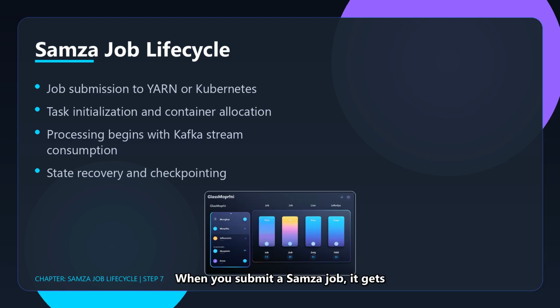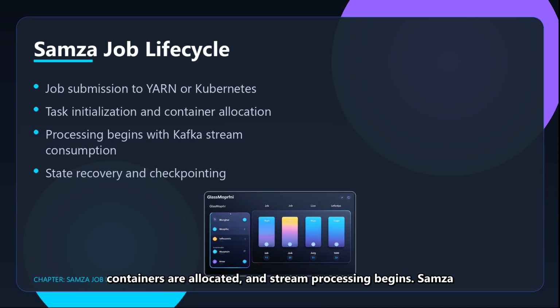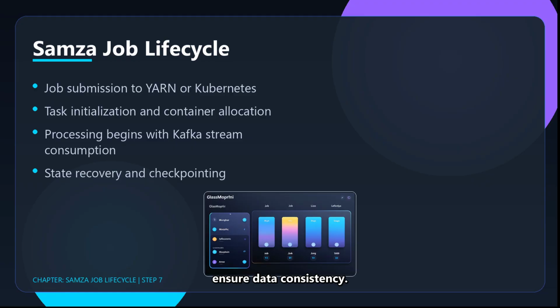When you submit a Samza job, it gets scheduled on YARN or Kubernetes. Tasks are initialized, containers are allocated, and stream processing begins. Samza also handles state recovery and periodic checkpointing to ensure data consistency.